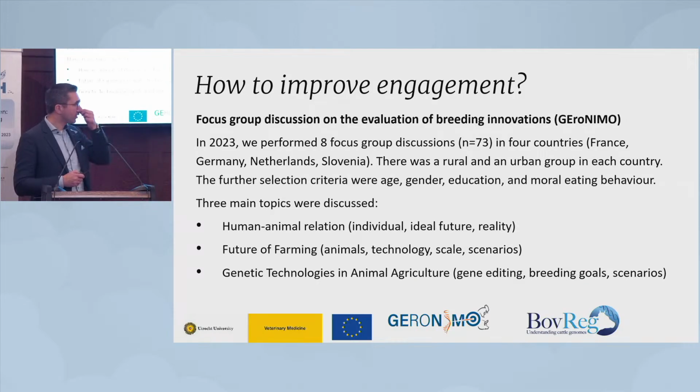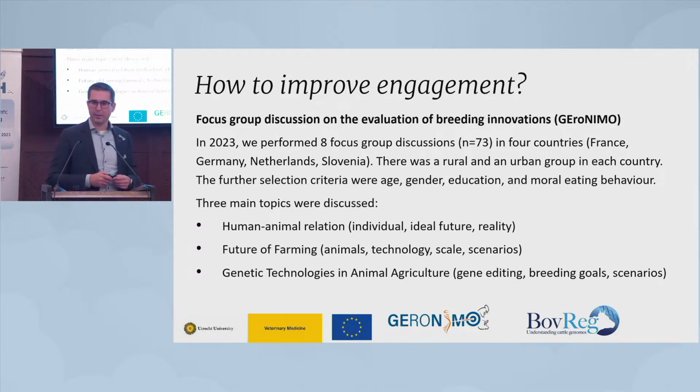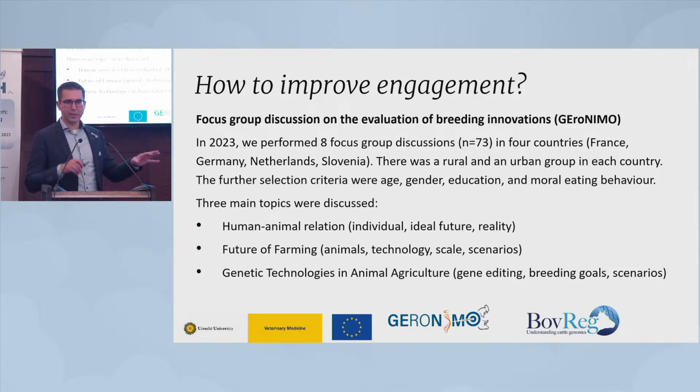Two examples of how we did it in the Geronimo and the BovReg project. One, in the Geronimo project, we developed and performed 8 focus groups in 4 countries, in France, Germany, the Netherlands, and Slovenia. The idea behind the 4 countries is partly because they're consortium partners in Geronimo, but also the hypothesis that it's also important to find national or regional arguments.